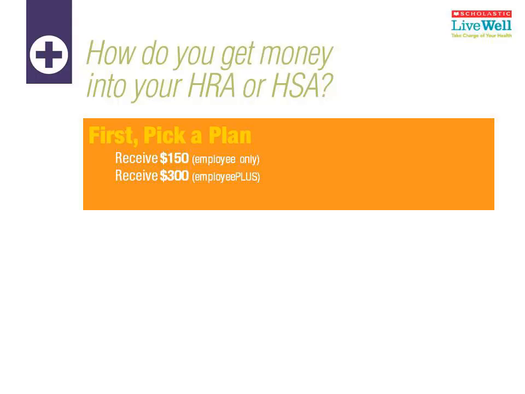First, pick a plan. When you enroll in a Scholastic medical plan, Scholastic will deposit money into your HRA or HSA. You will receive $150 for employee-only coverage and $300 for any other coverage level. This money will be available for you to use on January 1st, 2015.